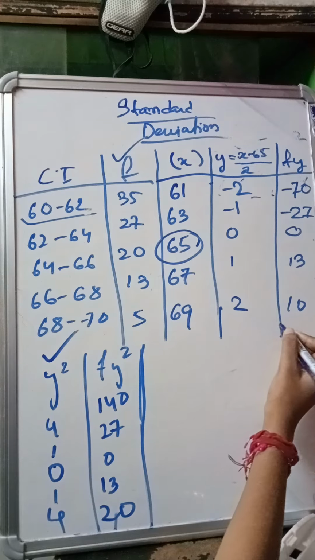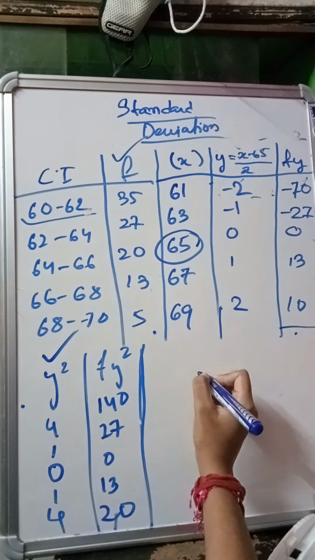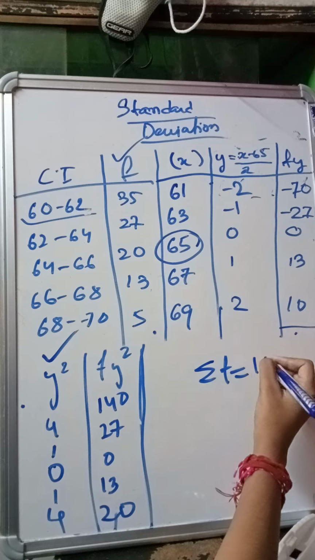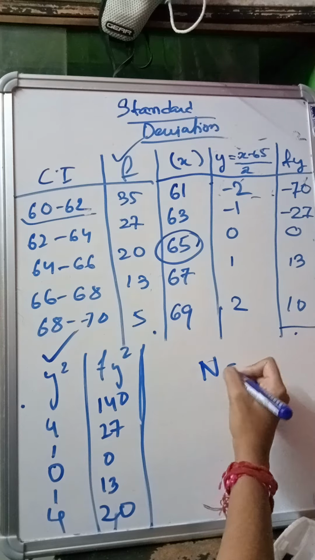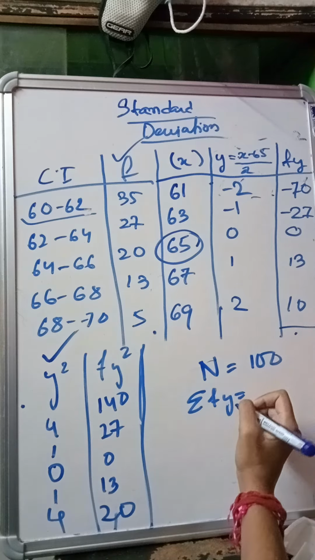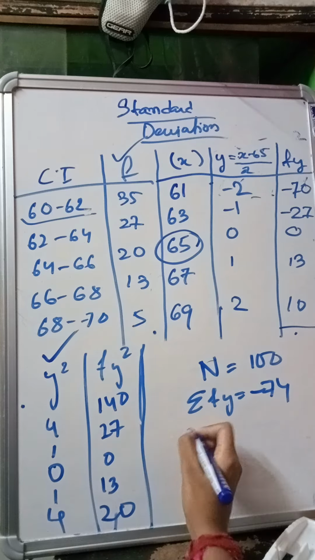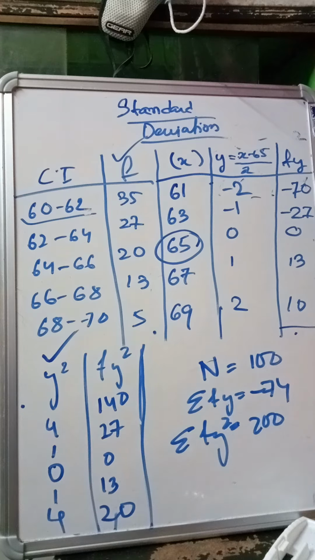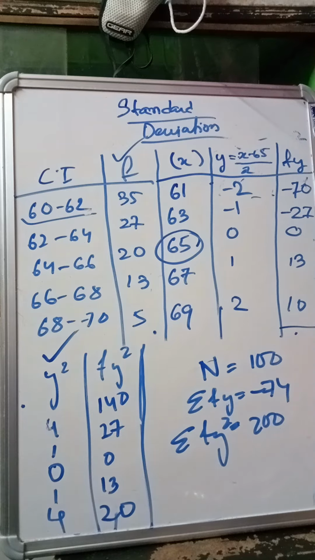Now we need to find the summation of these columns. Summation of f, if we add all this up, we get 100. Summation f we can write as capital N, which is nothing but 100. Summation f y, if you add this column up, you will get minus 74. And if you add the f y square column up, we will get 200. Now we have the values, and we just need to put in the formula and find the answer. I hope up to this it's clear.